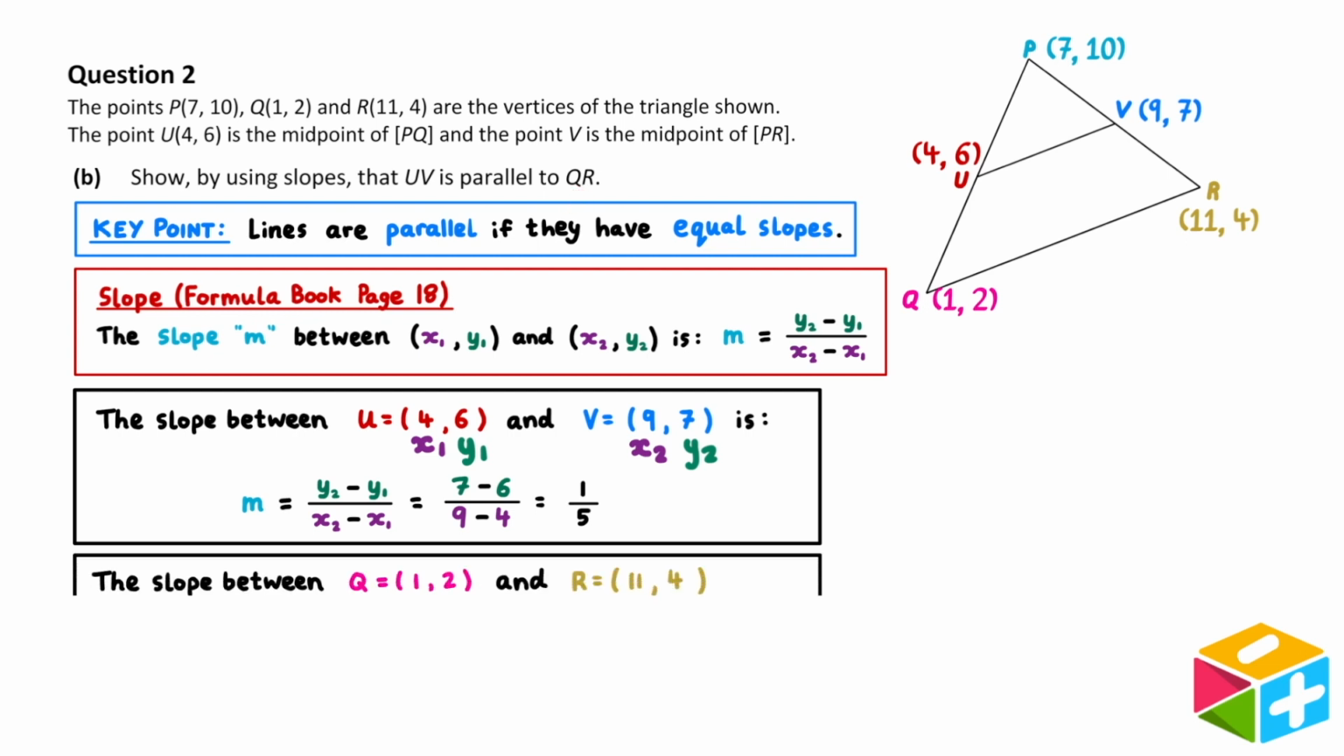Now we'll have to calculate the slope of QR. Q is equal to 1, 2, and R is equal to 11, 4. We'll label our first point with x1, y1, and our second point with x2, y2. To find our slope, we'll sub these values into our formula.